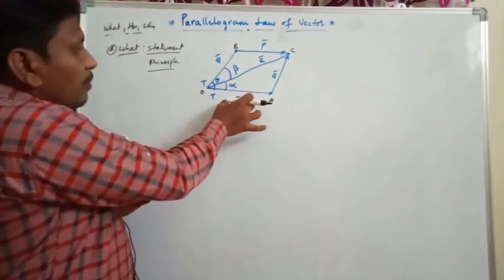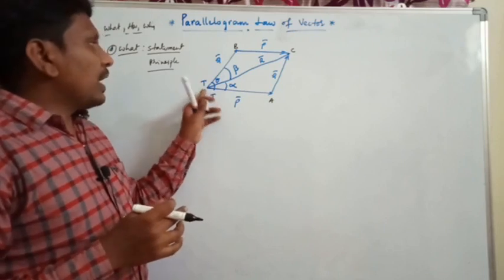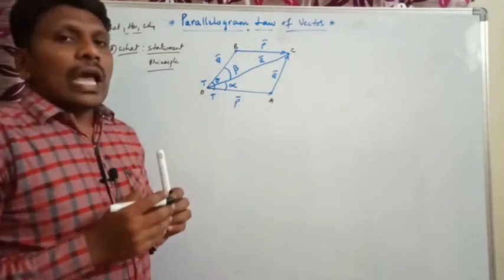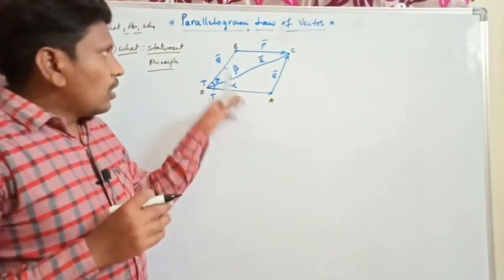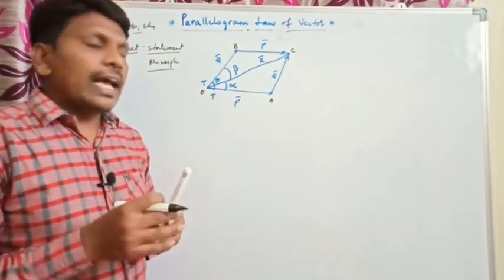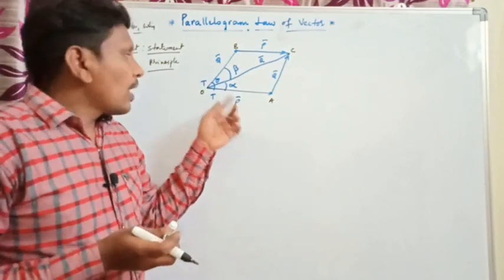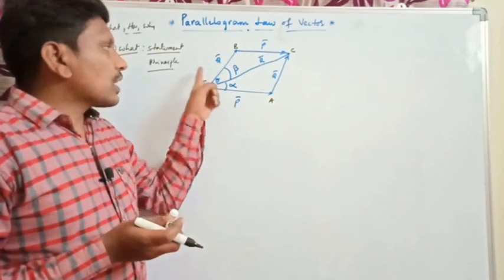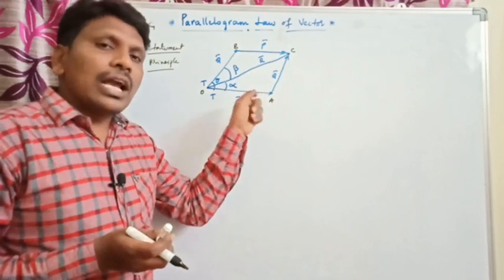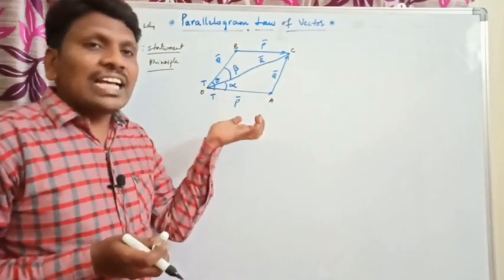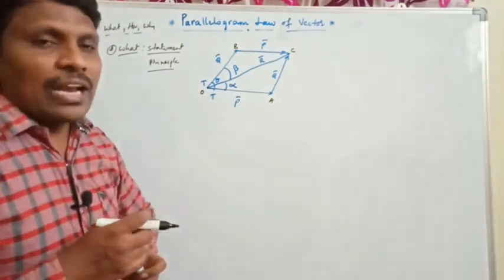So this is the P bar vector and the Q bar vector, two vectors added with respect to the tail and tail method from the point O, both having magnitude and direction, represented as adjacent sides of this parallelogram. From the same point where the two vectors are added, a resultant vector is formed, which also has magnitude and direction and is represented as the diagonal of this parallelogram. This is the principle or statement of the parallelogram law.